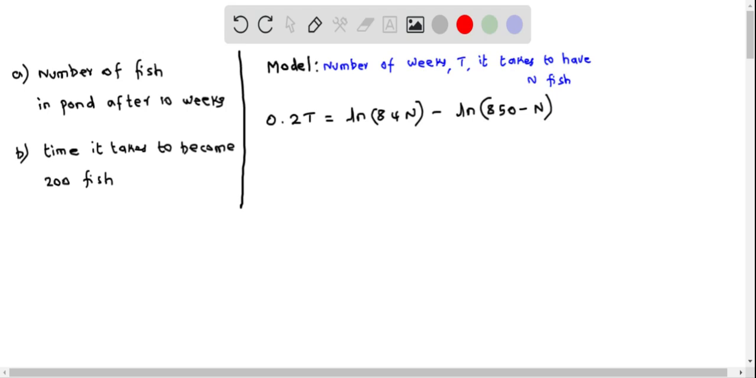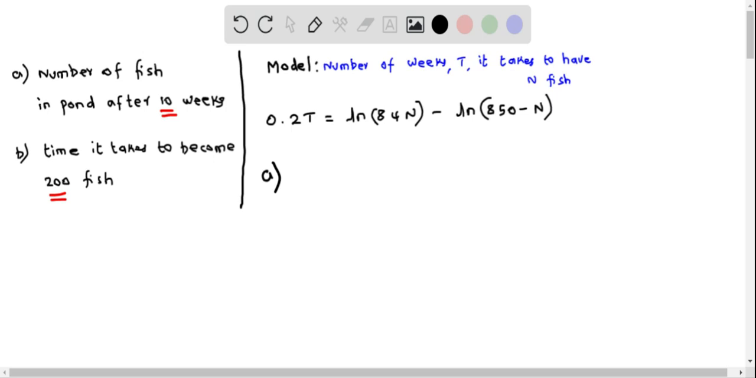In part A, we have to answer the number of fish in the pond after 10 weeks. And in part B, we have to find the time it takes to become 200 fish in the pond. So let's try to answer these two questions. We'll do the first part now.